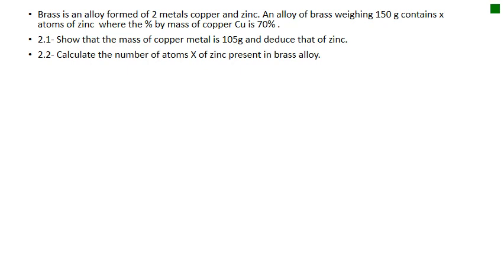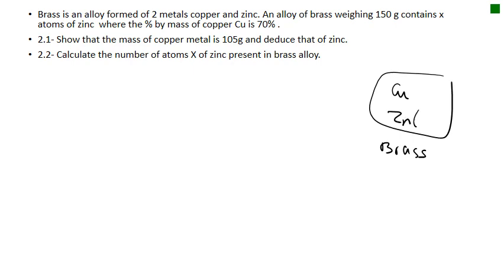In chemistry, we sometimes have a mixture of solids. A mixture of solids is called an alloy. In this example, we have an alloy named brass. This alloy is formed of a certain quantity of copper and a certain quantity of zinc. In this given, we have X atoms of zinc and a certain mass of copper. The total mass of this alloy is equal to 150 grams.